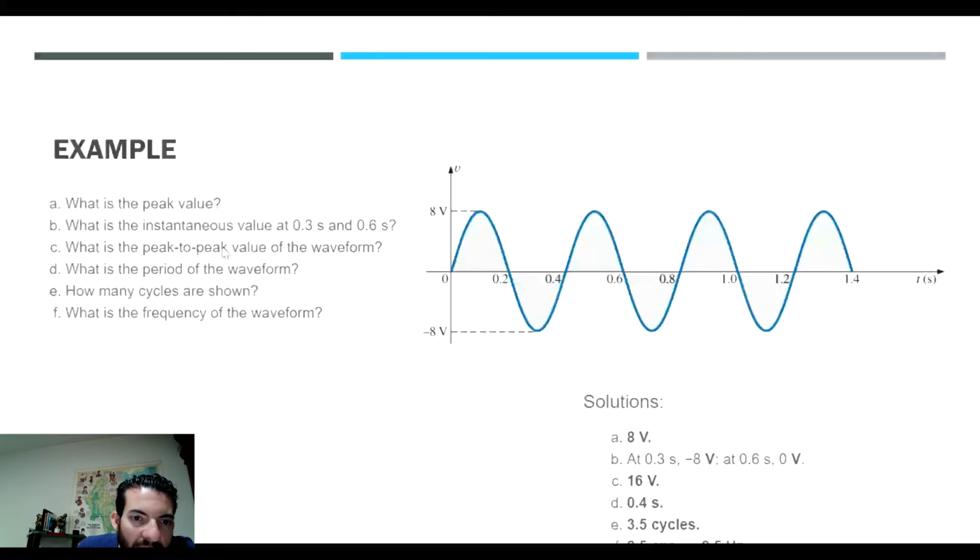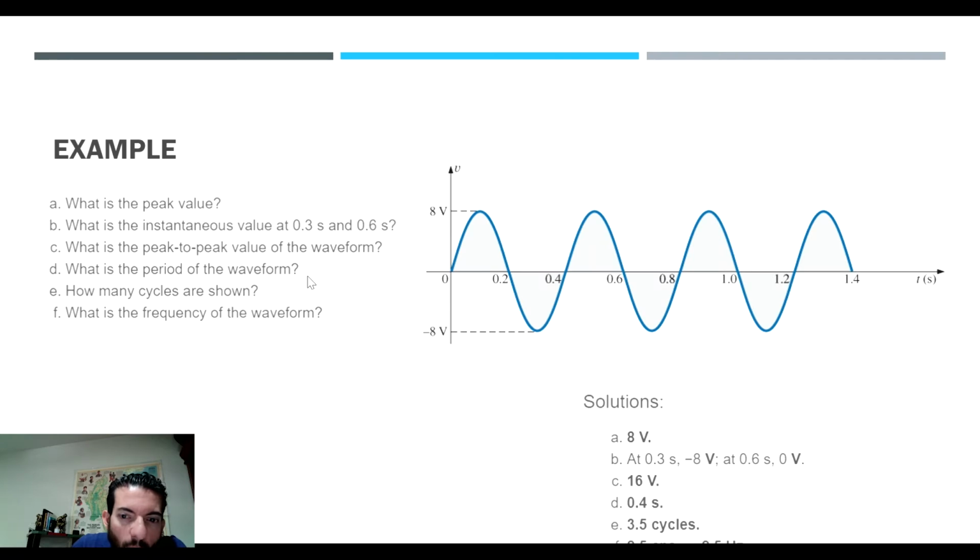What is the peak-to-peak value of the waveform? This is peak-to-peak, sometimes called VPP, capital V, lowercase pp. And so the voltage peak-to-peak is 8 plus 8, or initial minus final, 8 minus -8, that is 16, so 16 volts.